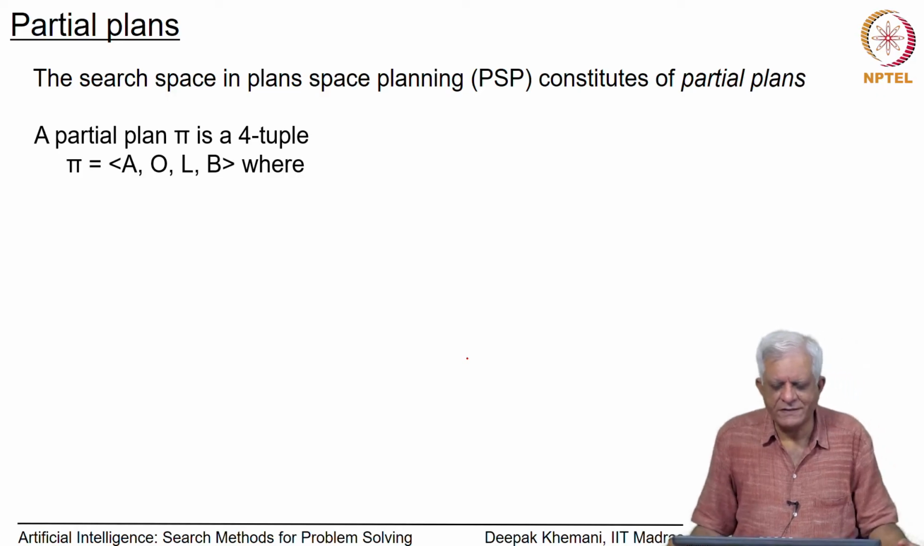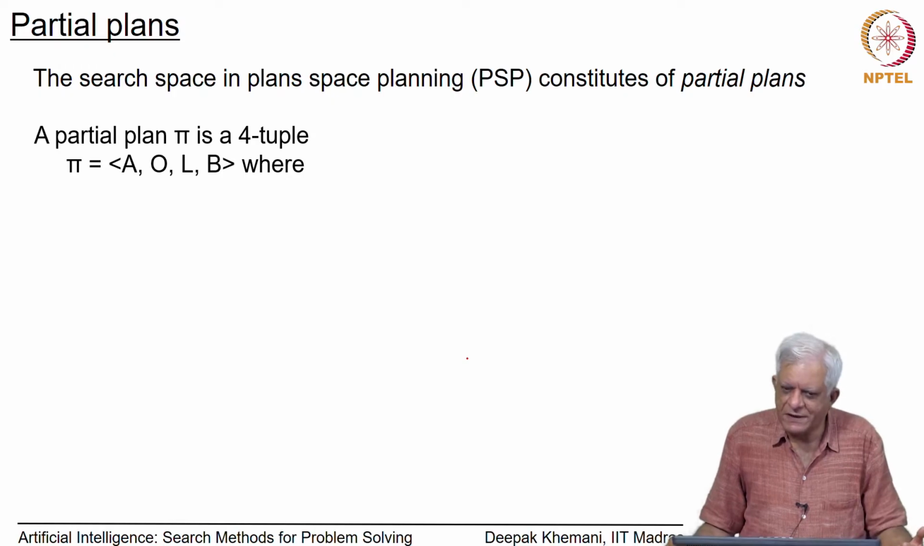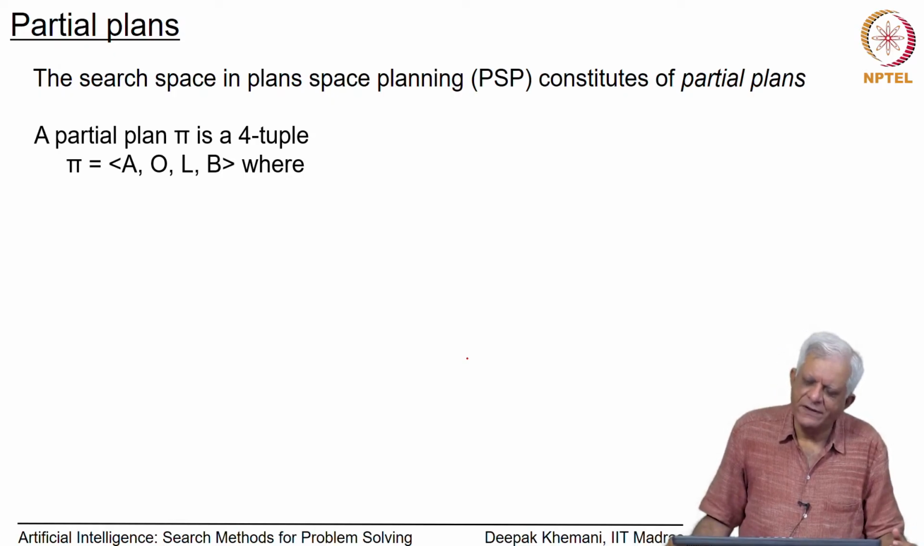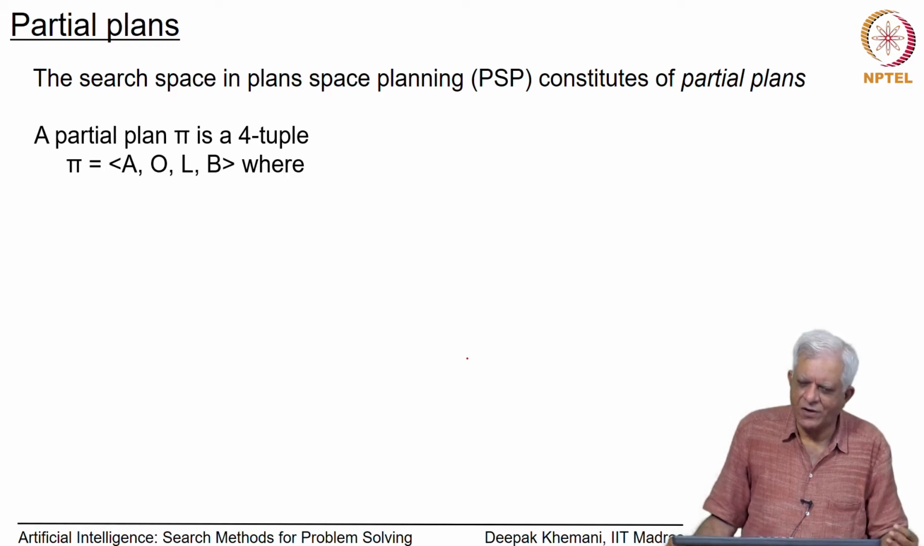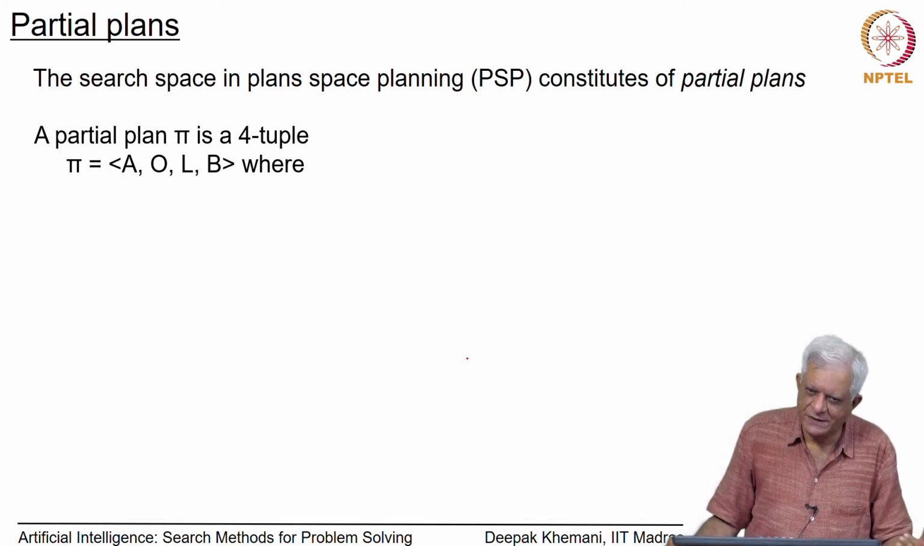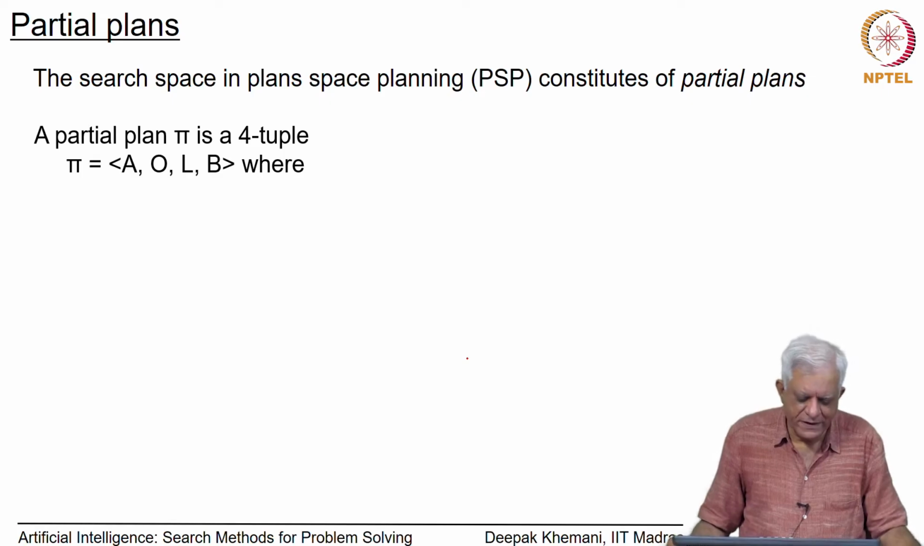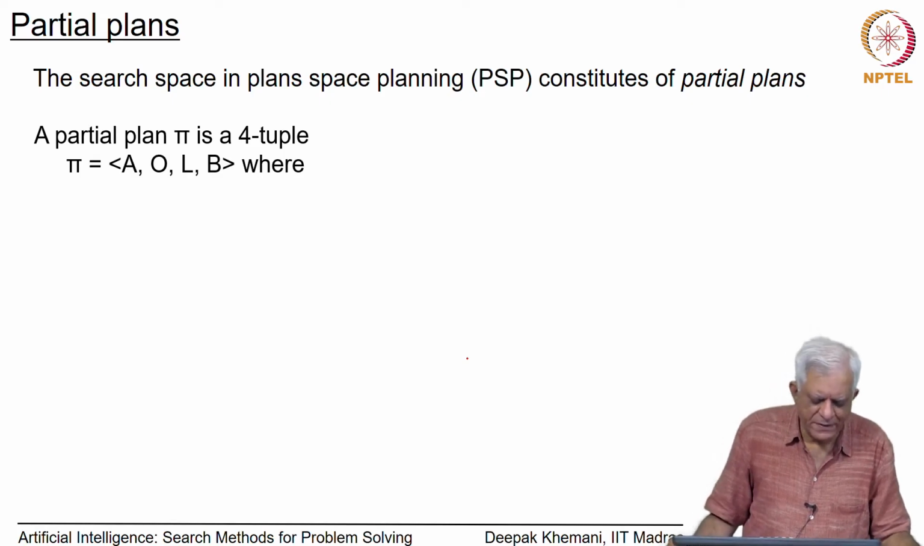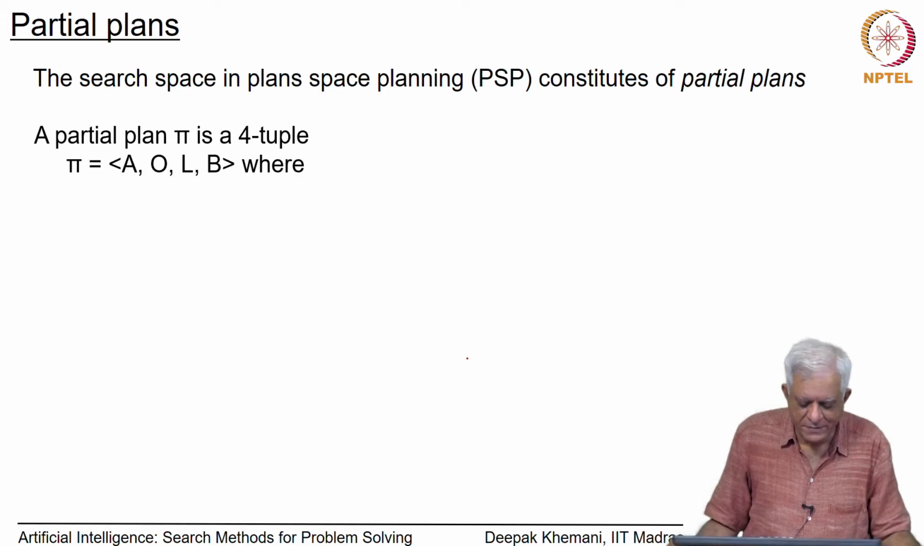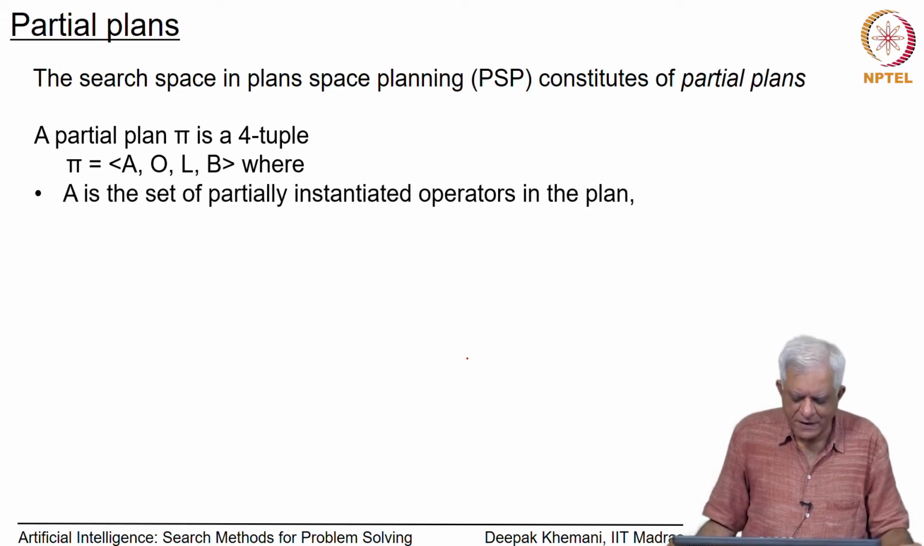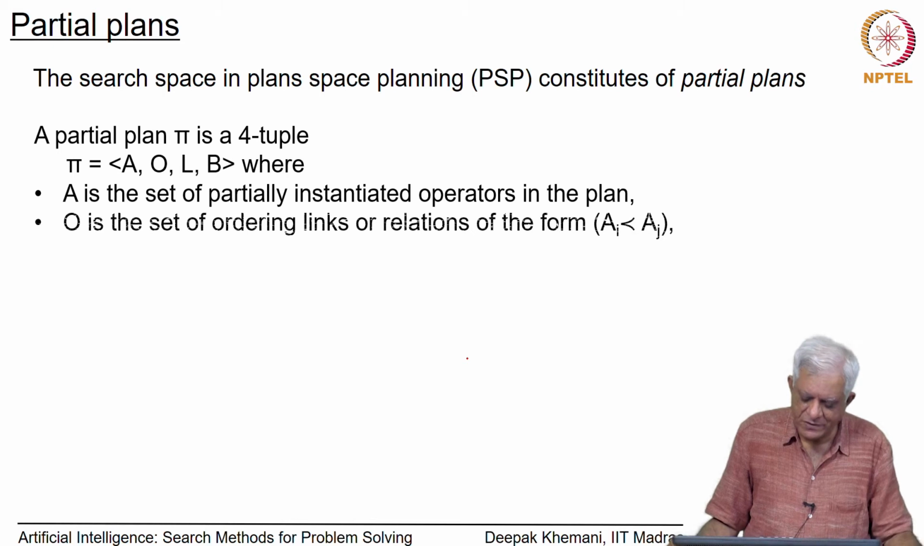Of course, we do talk of predicates that are used to define the start state and the goal state, but never do we represent the state as an explicit object in our program. As some people would say, a partial plan is a first class object in the planning approach that we are following now, and it can be passed on as a parameter and manipulated. So, a partial plan is a 4-tuple made up of 4 sets which we will call A, O, L and B, where A is a set of partially instantiated operators in the plan. So, we are simply specifying what the actions are that go into the plan.